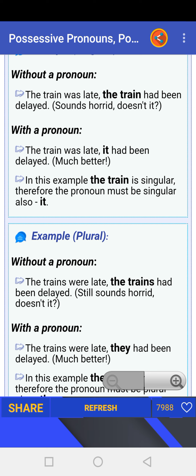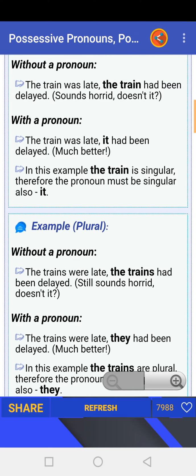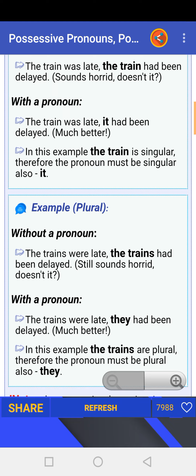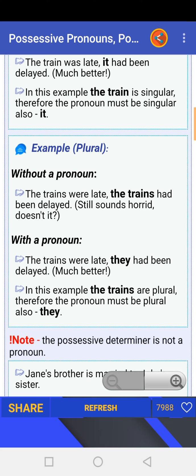So to prevent this repetition, we should use a pronoun. And the pronoun that we should use is it, because the train is in the singular form and it has no gender. It is an object. The train was late. It had been delayed. So here we prevent repetition and we have used the subject pronoun it. In this example, the train is singular, therefore the pronoun must be singular also. So we use here it.